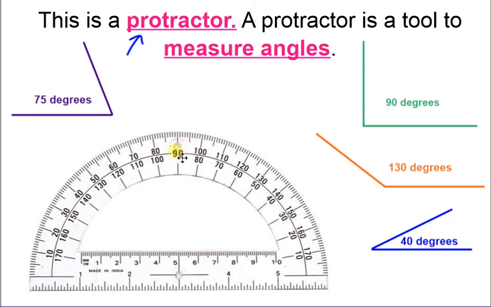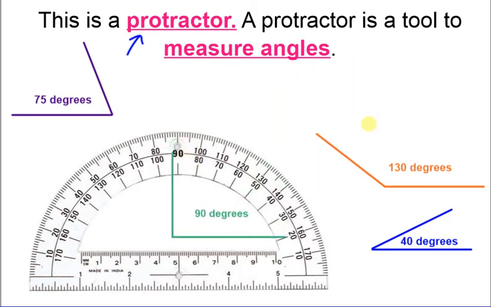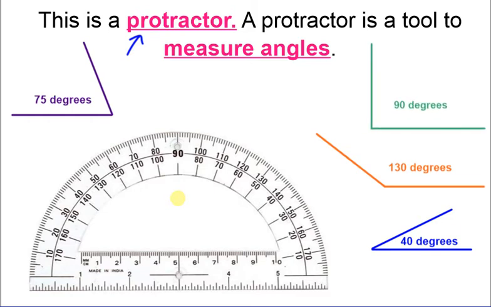Right here we have a 90-degree angle, and you're very familiar with a 90-degree angle from when we did quadrilaterals. If this was part of a triangle, I'm going to lay it on the base of the protractor, and if we look straight up, it tells us that this is 90 degrees. Now, a 90-degree angle is also called a right angle, and we talked about that when we were talking about quadrilaterals as well.